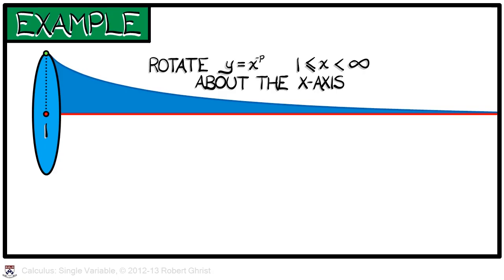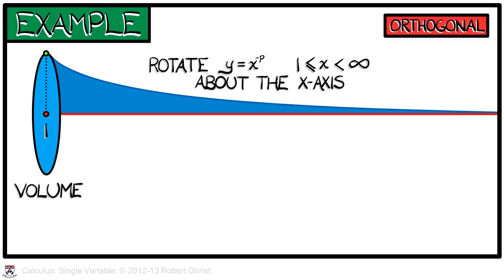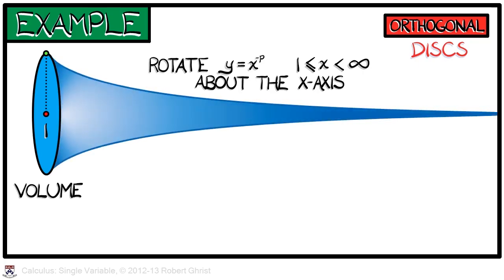And the question is, what is the surface area? Well, let's begin by doing something a little different. Let's compute the volume of this solid obtained if we slice by orthogonal disks. Then, what do we obtain for the volume?